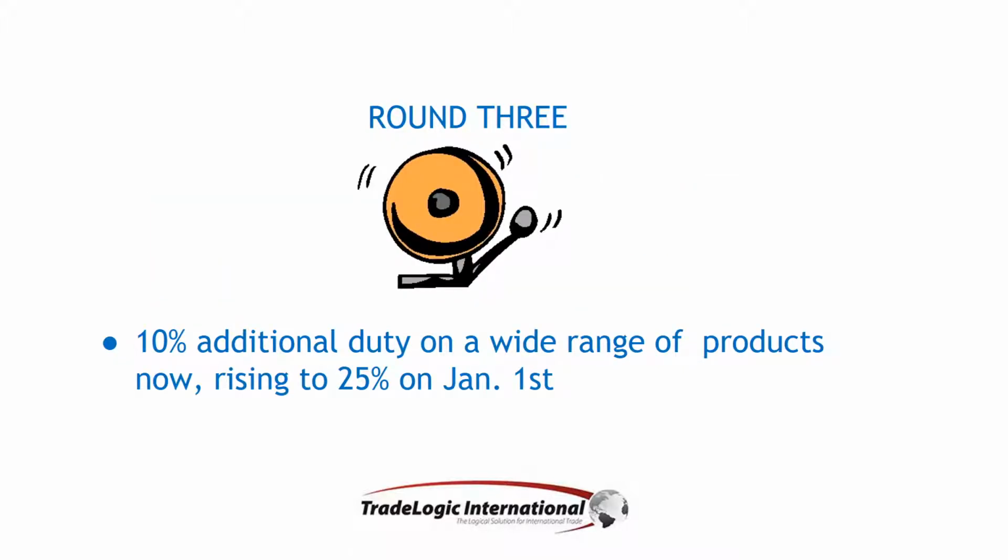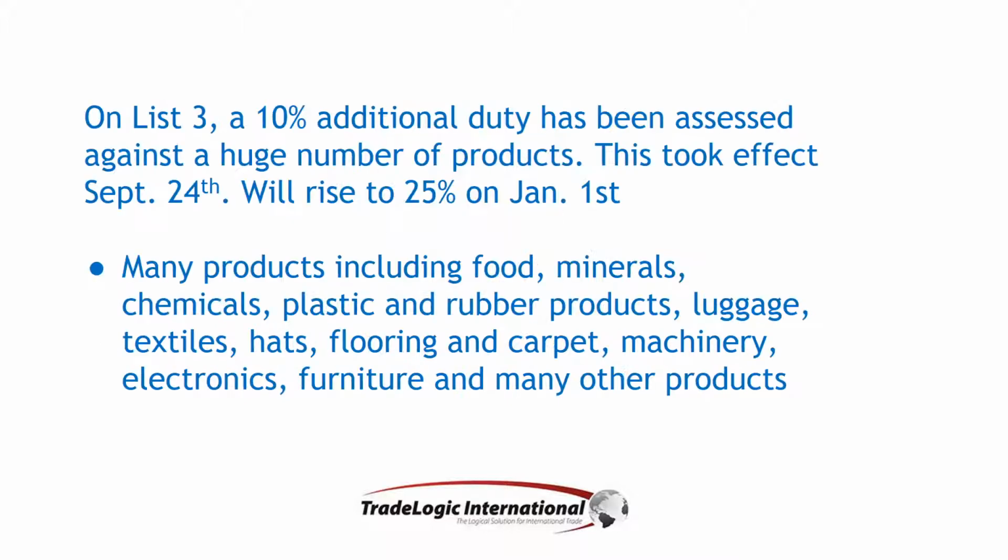Round 3 of the tariffs recently began on September 24th, and in this round, the goods subject to duty are subject to a 10% additional duty that will rise to 25% additional duty as of January 1st. On List 3, this 10% duty has been assessed against a huge number of products, and those same products are scheduled to see that rise to 25% additional duty on January 1st.